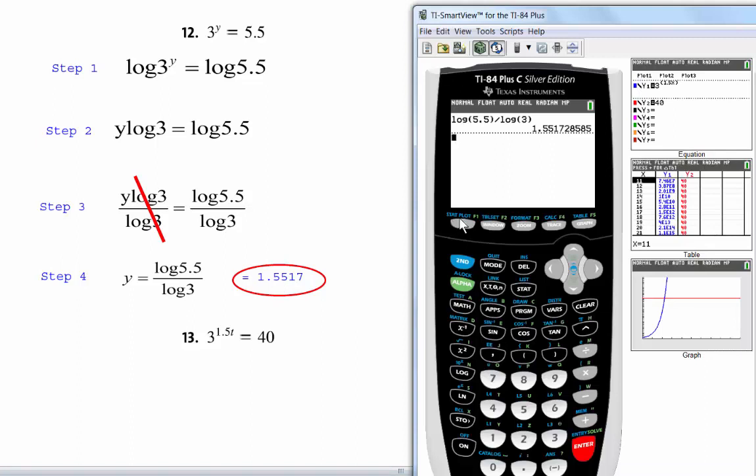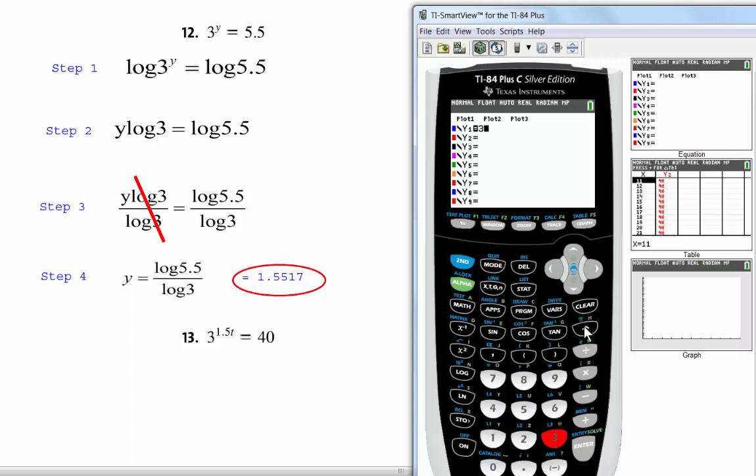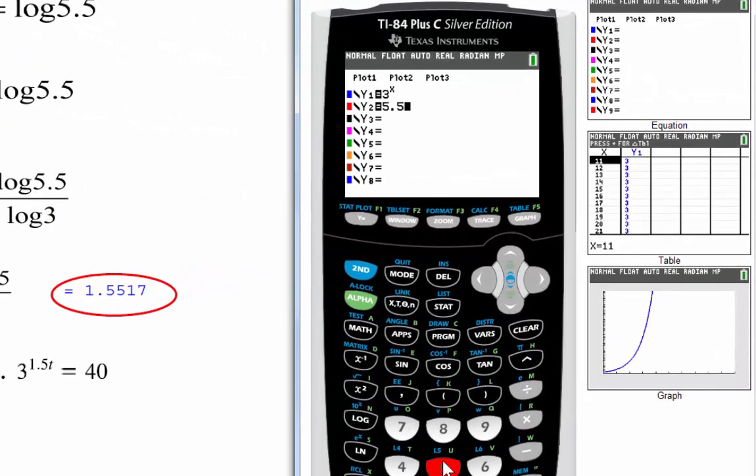So graphically, if I graph the left side of my equal sign, so I press y equals, and that's going to be my 3 raised to the x. And for y2, I'm going to graph 5.5, and the intersection should be my solution. So let's just take a look at our window.